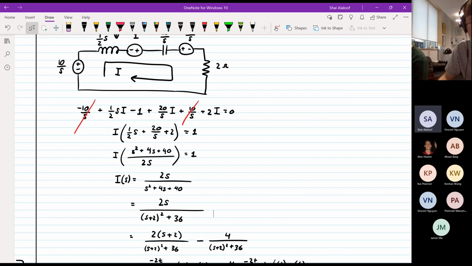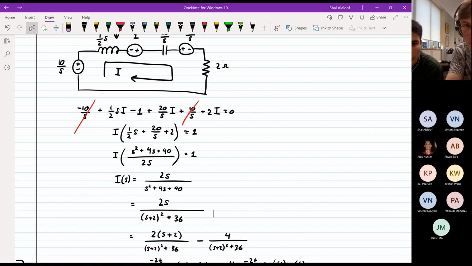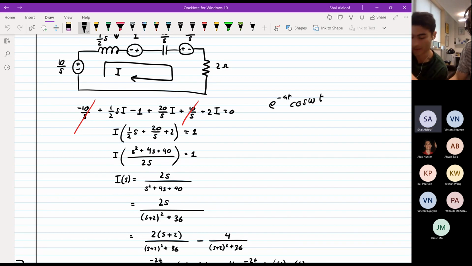Yeah. So in this case, I've got a 2s on the top and a quadratic on the bottom. I think that should be good enough. I just click on the image. Which one am I using? Oh yeah, e to the minus at cos omega t. Oh no, I'm using this one.